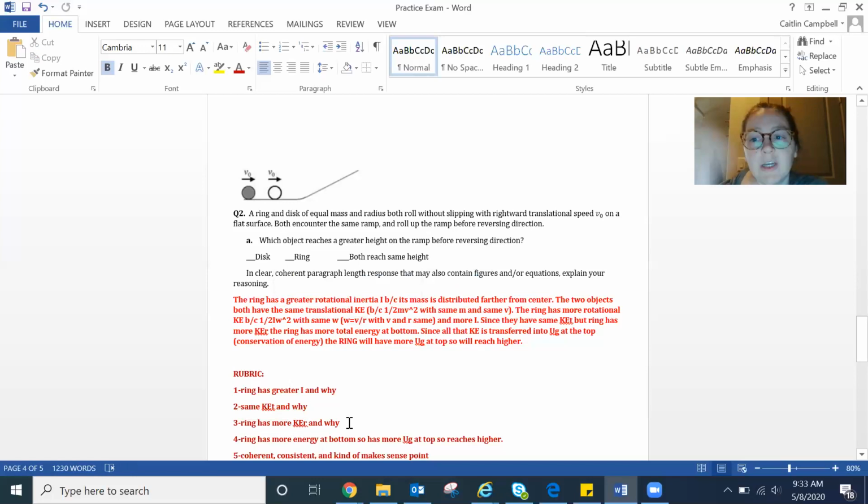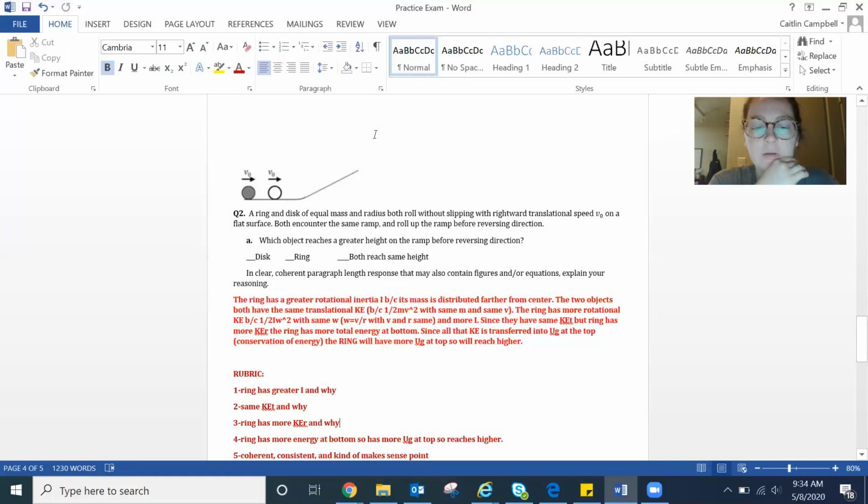And then your fourth point is using conservation of energy. So you're saying, okay, they have the same K translational, but the ring has more rotational, so the ring must have more in total, right? If you have two things and this one is the same, but one has more, then that one has more total. That was a weird way of explaining that. So the ring has more total energy at the bottom, which means when it goes up, it'll have more potential energy, so it'll go higher.